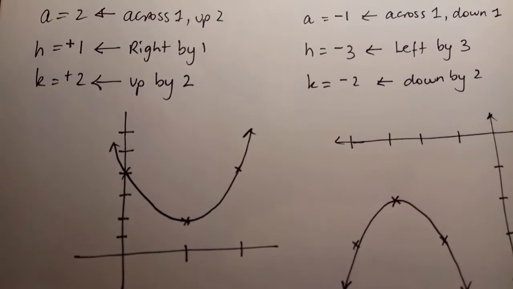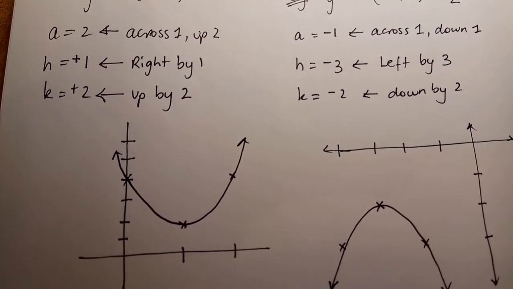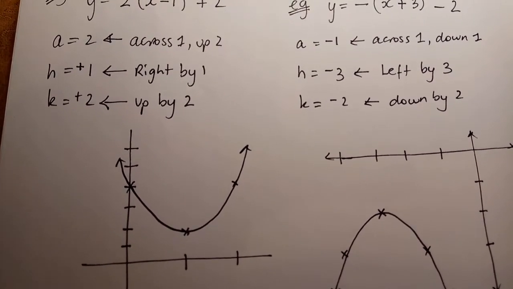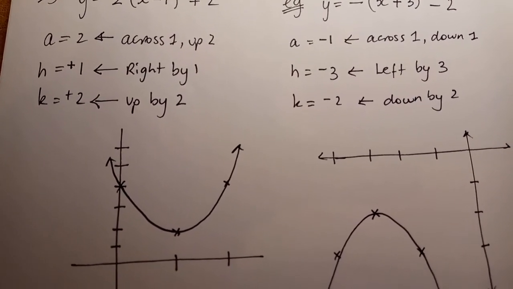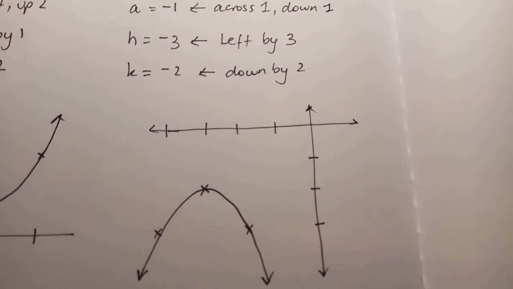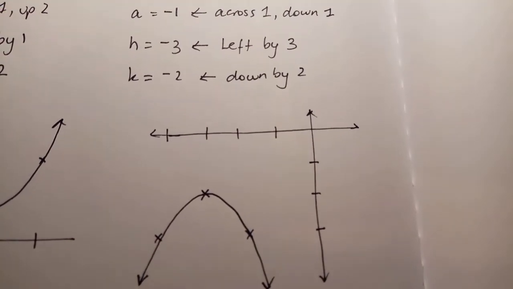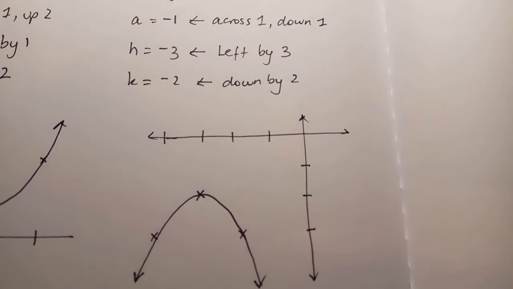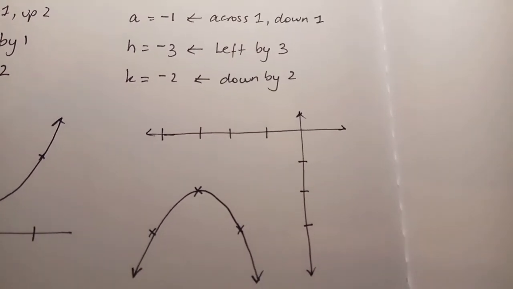So first of all, we mark in the turning point. So with this first example, we go right by 1, then up by 2. And to find the next 2 points, we use the a value across 1, up 2. With the second example, we first mark in the turning point, which means we have to go left by 3 and down 2. And then to mark in the second 2 points, we use the a value and we go across 1, down 1.